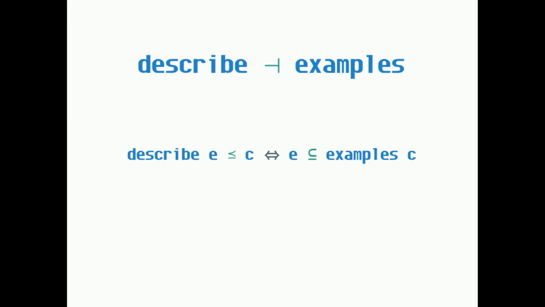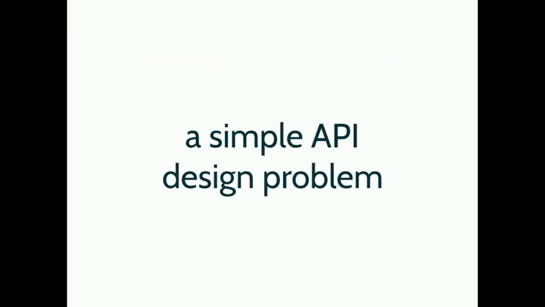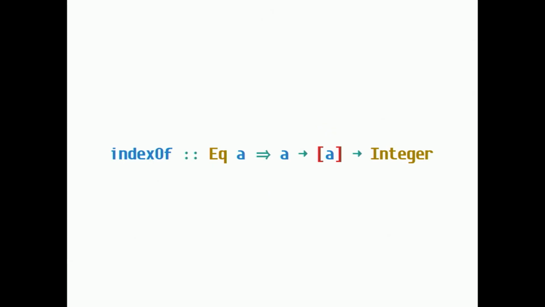So yeah, I'm just going to fly through this real quick. Let's solve a simple API design problem using an adjunction. Let's say we want to write this indexOf function that takes an A and a list of A, and we want to find that A in our list. So there's a problem, because this should return an integer, and the element may not exist in the list, right? So we have an equality on A. We want to compare that A with an element in the list, and we want to find it. But that may not work.